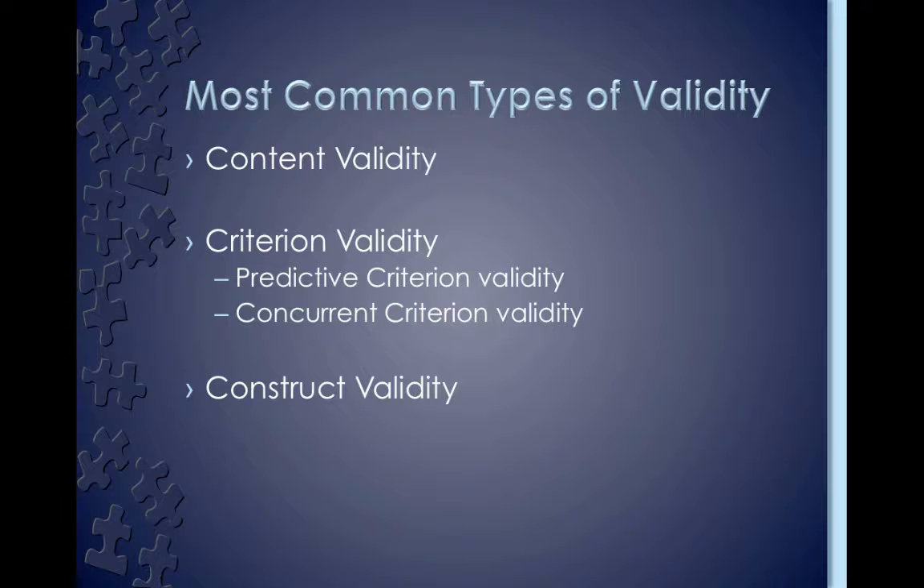We have content validity, we have criterion validity, and within that we have 2 different types, predictive and concurrent. And then we have construct validity, and we have 2 different kinds under there too, convergent and discriminant. And know that a specific tool doesn't need to have all of these. It just needs to have some of these, depending upon what type of measure you're creating and what you're intending to measure.